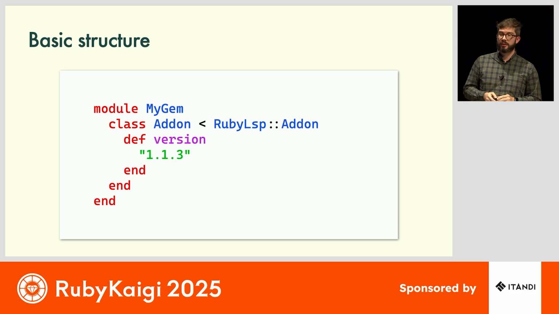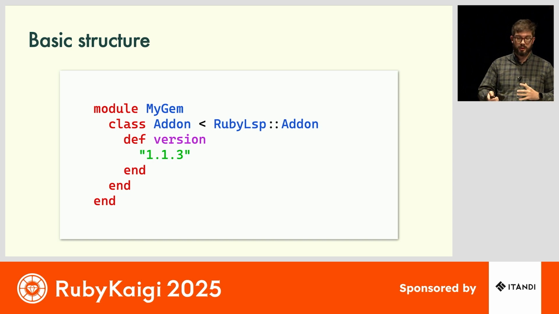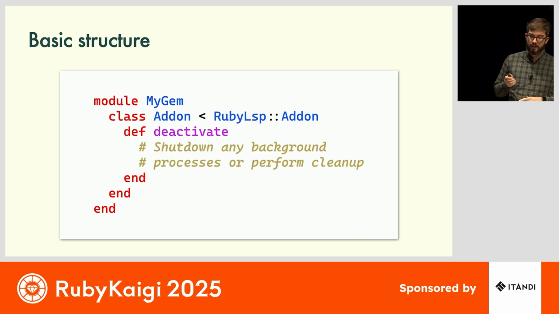Very recently, we started allowing add-ons to export public APIs and to have one add-on depend on another add-on. And so in order to make that a little bit smoother, we started requiring that the version be defined so that we can then impose constraints on the add-ons. And the counterpart to activate is deactivate. When we are shutting down the language server, then we give add-ons the opportunity to perform any sort of cleanup or shutting down child processes, anything that might make sense.